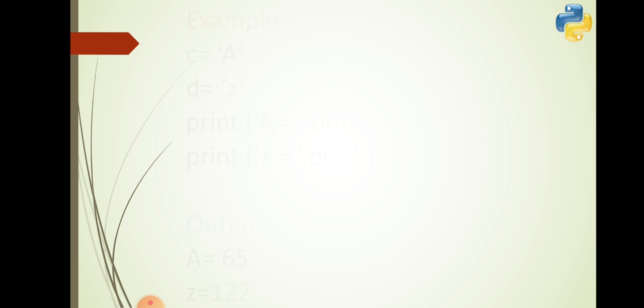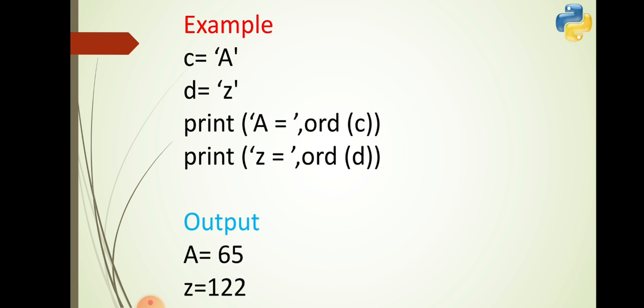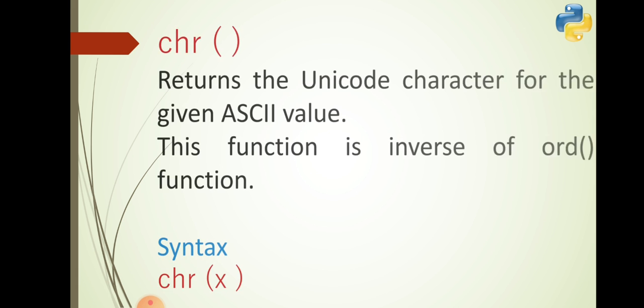Okay, so look at this example. C equal to caps A and D equal to small z. So print ORD of C. What will happen? A is the character name, isn't it? So A's ASCII value is 65. Similarly, small z's ASCII value is 122. So it just inverts the value, the character.